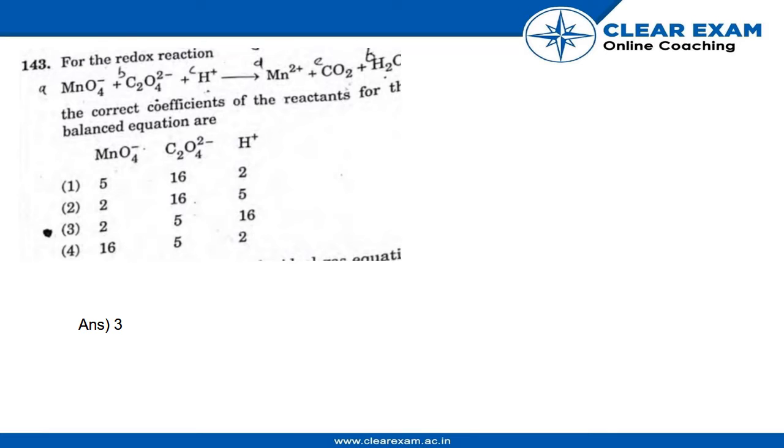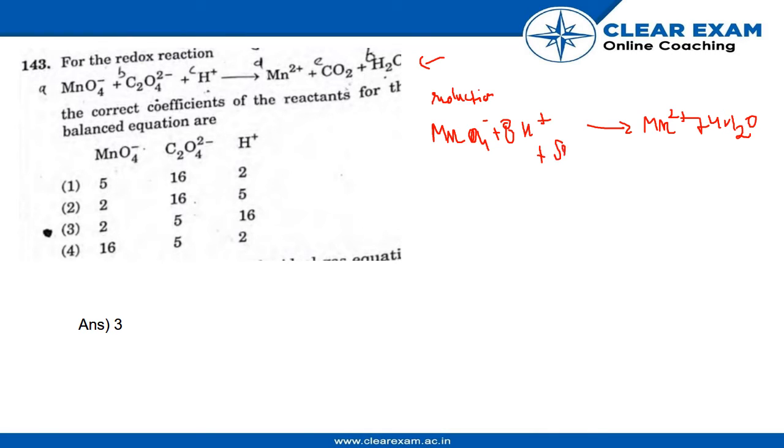So for this, let's divide this reaction into reduction and oxidation reactions. For the reduction, it would be MnO4 minus plus 8H plus, which gives Mn2 plus plus 4H2O, and that would be plus 5 electrons to balance it out.